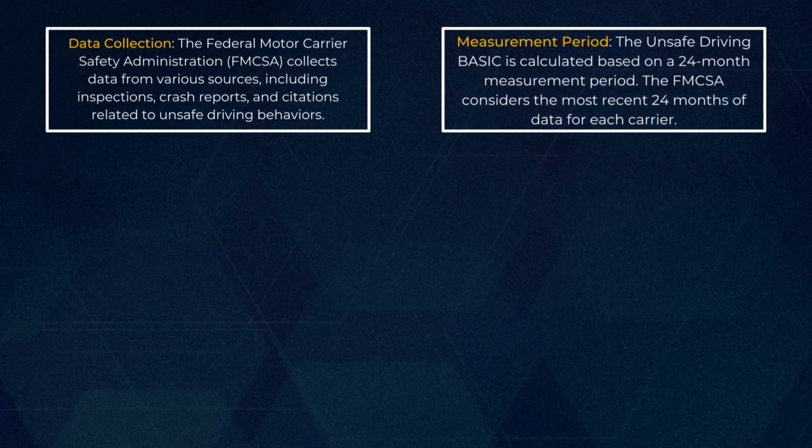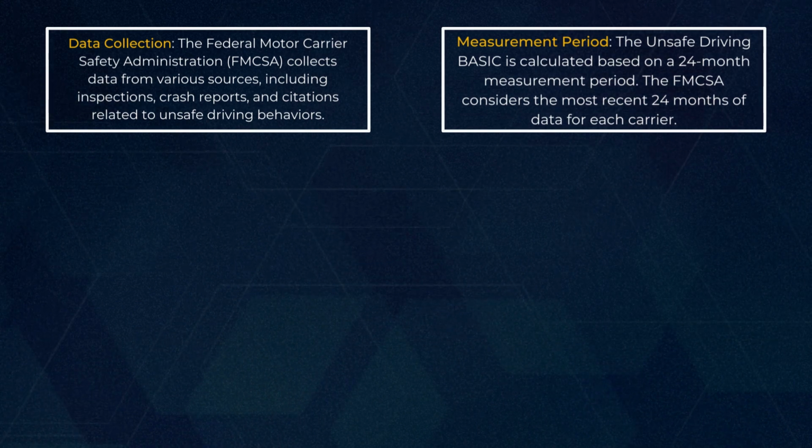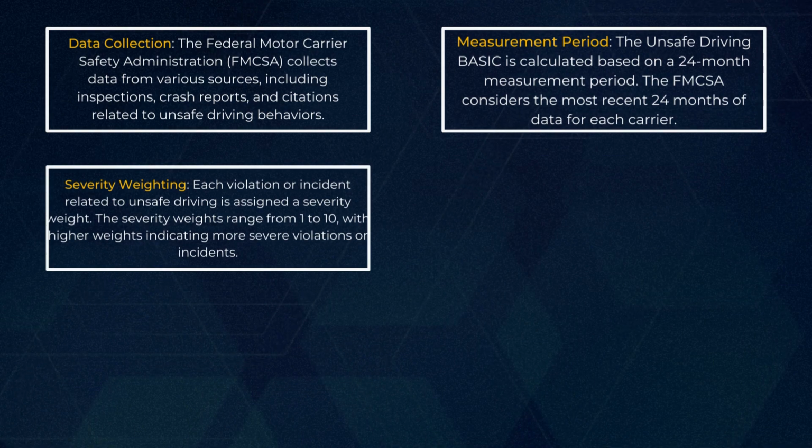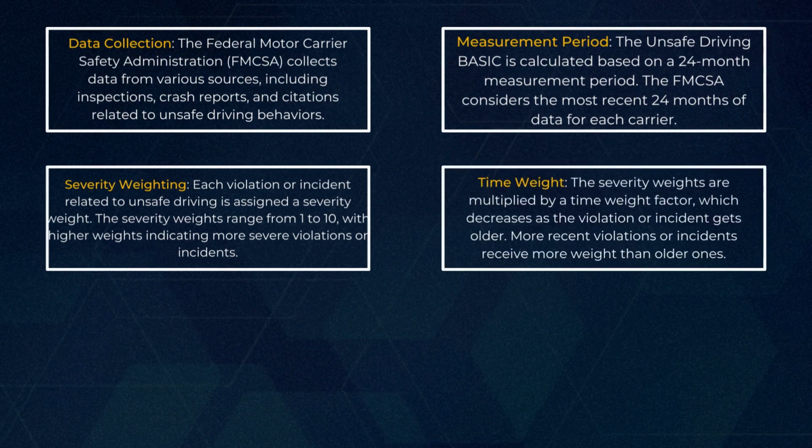Measurement period. The Unsafe Driving Basic is calculated based on a 24-month measurement period. The FMCSA considers the most recent 24 months of data for each carrier. Severity weighting. Each violation or incident related to unsafe driving is assigned a severity weight. The severity weights range from 1 to 10, with higher weights indicating more severe violations or incidents. Time weight. The severity weights are multiplied by a time weight factor, which decreases as the violation or incident gets older. More recent violations or incidents receive more weight than older ones.